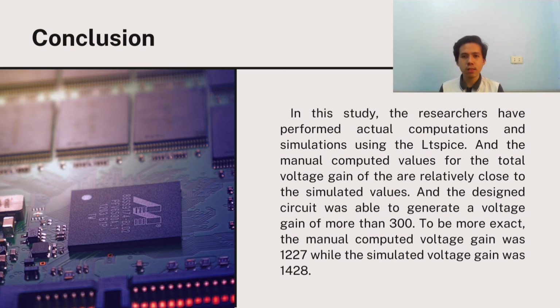In this study, the researchers performed actual computations and simulations using LTSpice, and the manually computed values for the total voltage gain are relatively close to the simulated ones. The designed circuit was able to generate more than 300. To be more exact, the manually computed voltage gain was 1227, while the simulated voltage gain was 1428.